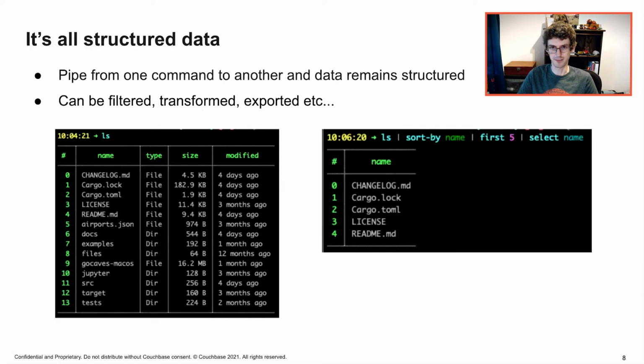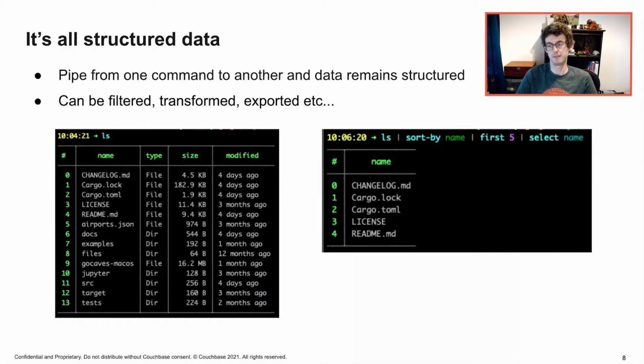What that means is that data is in things like lists or a table. The example you can see on the left there would be a table. And this means that when you pipe from one command to another, the data remains structured, which means you can easily filter, transform, export. You can do all sorts of manipulations really easily at any step in your pipeline. On the left there, we can see running the ls command in the Couchbase Shell repository, which just shows all of the files, one row per file in a table.